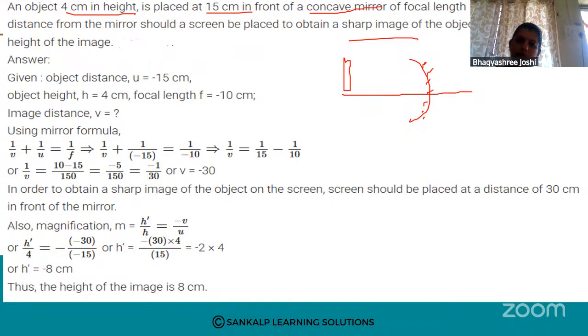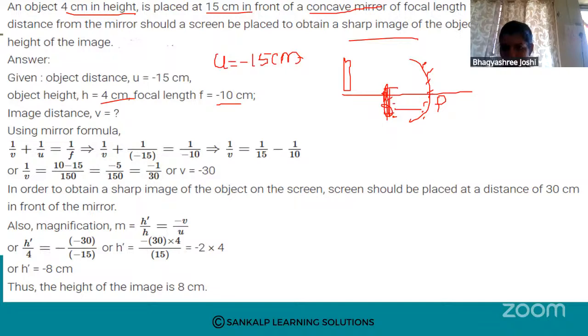Right? Concave mirror means obviously object is on the left hand side and image is also on the left hand side. And what they have given, object is placed at a 15 centimeter. That means object distance they have given, that is minus 15 centimeter. Minus because it is on the left hand side. Therefore it is minus 15 centimeter. And object height h they have given, that is 4 centimeter.